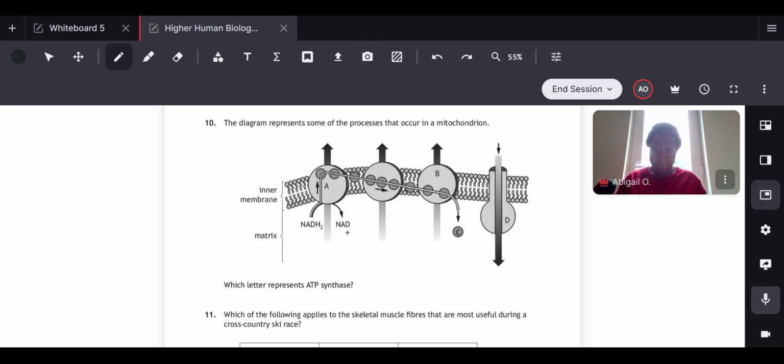So A here is going to represent a membrane protein. B is also a membrane protein. C is going to represent an electron. We're going to be pumping our hydrogen ions up here, and these electrons are going to be carried along the chain. And these hydrogen ions are then going to come out here and come down through the ATP synthase molecule to produce for us our lovely ATP. So the answer here is going to be D.